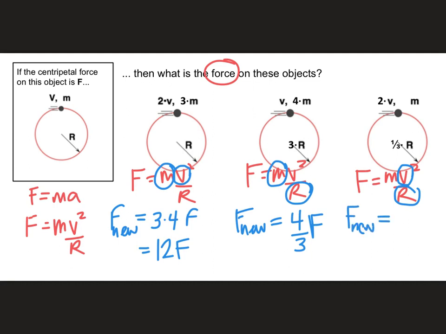New force, mass doesn't change. V changes by a factor of 2, and it's squared, so 2 times 2 is 4. And the r changes by a factor of a third. So that means there's a third, not a 3, but a third in the denominator. All right, so let's think about what that would mean. 4 divided by 1/3, we would flip the fraction, and this would be the same as taking 4 times 3, or 12 times my force.